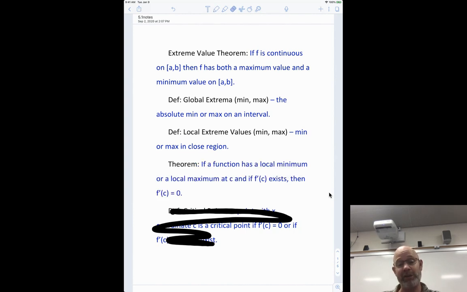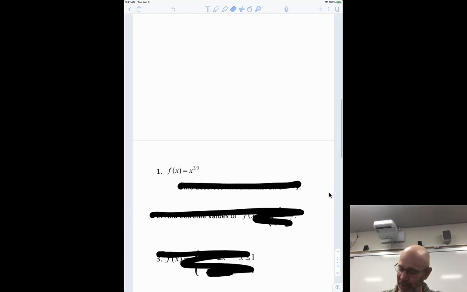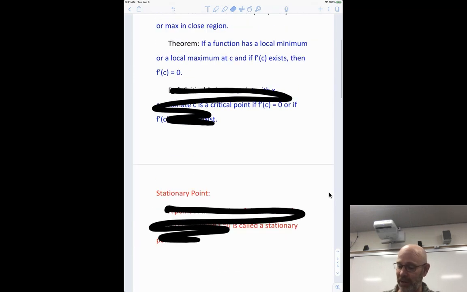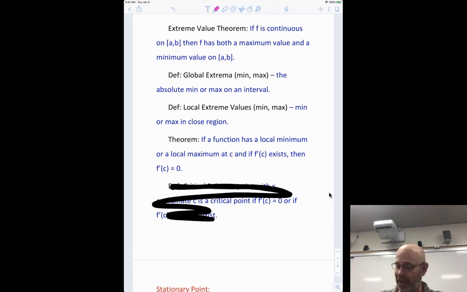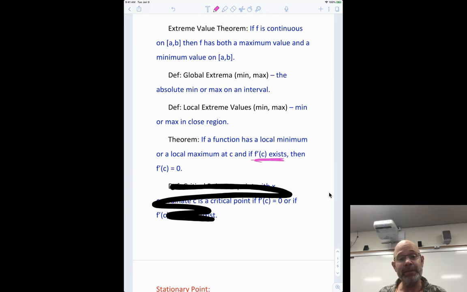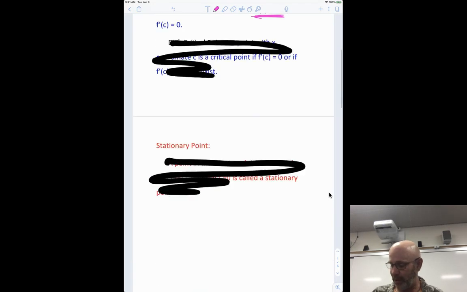We are going to try to find them. And I kind of mentioned that the locals are going to be found when the derivative is 0, and also where the derivative is undefined. I'll mention that in just a second. The first theorem here is that if a function has a local minimum or a local maximum, or a turning point for lack of a better term, there's a little catch here: the derivative exists. No cusps, no vertical tangents, no corners, those sort of things. We'll deal with those also. But the place we're going to find that local minimum or local maximum is when the derivative equals 0.